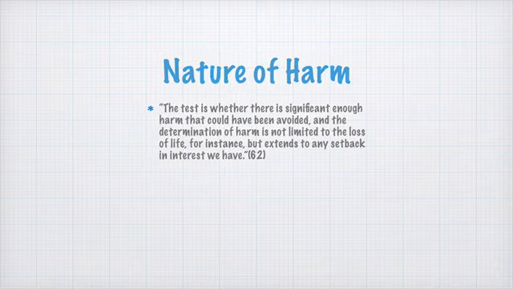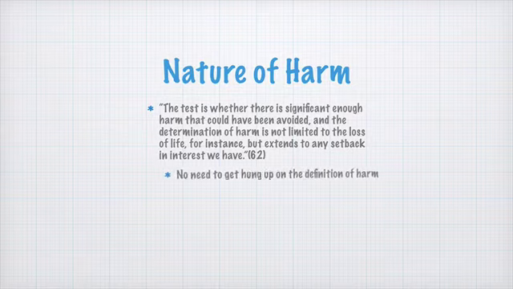So as I already mentioned, on the nature of harm in this case, the test is whether there is a significant enough harm that could have been avoided, and the determination of harm is not limited to the loss of life, for instance, but extends to any setback in interest we have. So just to go back to the harm that I just mentioned, the test here isn't one where it has to be a life-threatening harm. It's just, can I stop somebody from being harmed at all, from a setback in an interest? And clearly the interest is in me not buying a very expensive car and then having to get it repaired from something that one would naturally do.